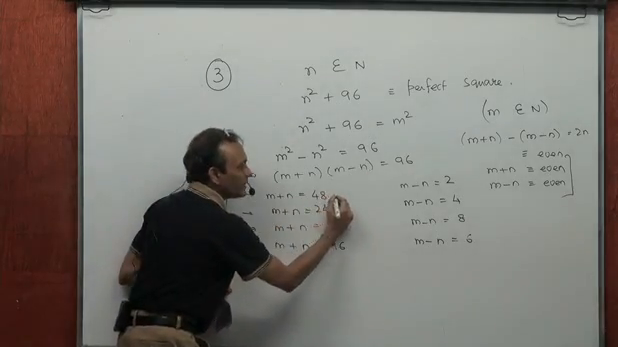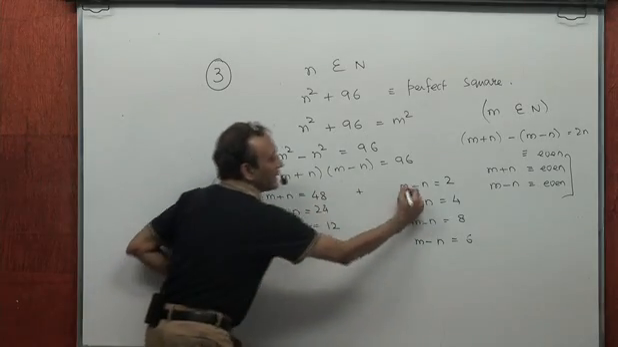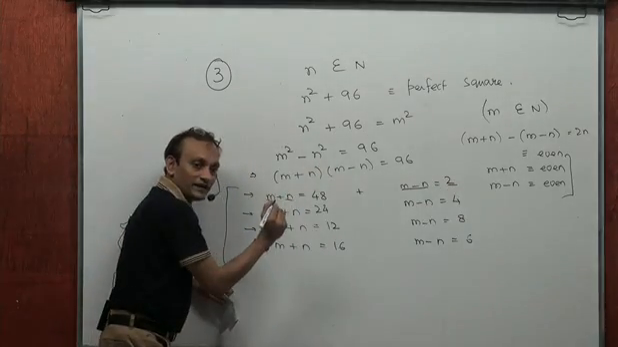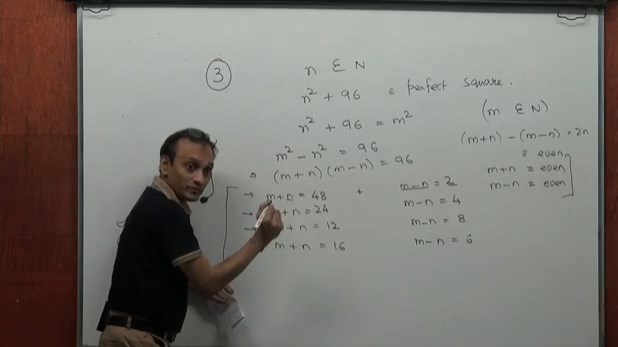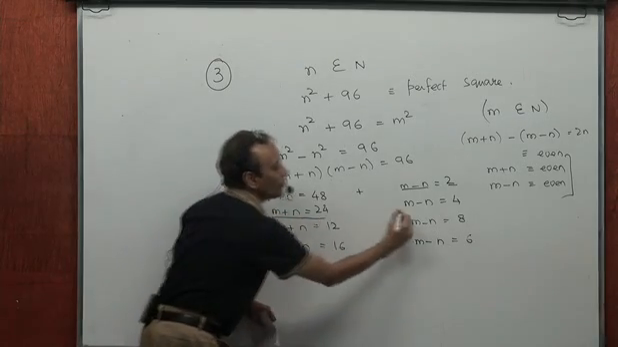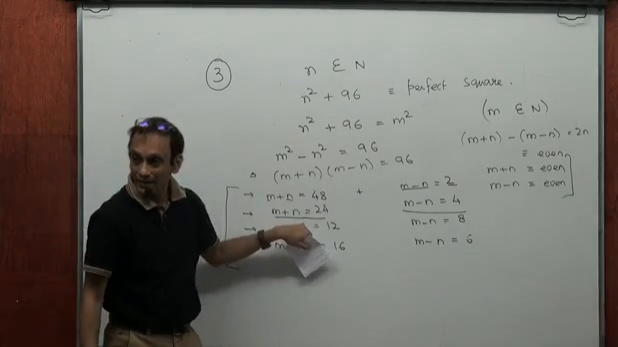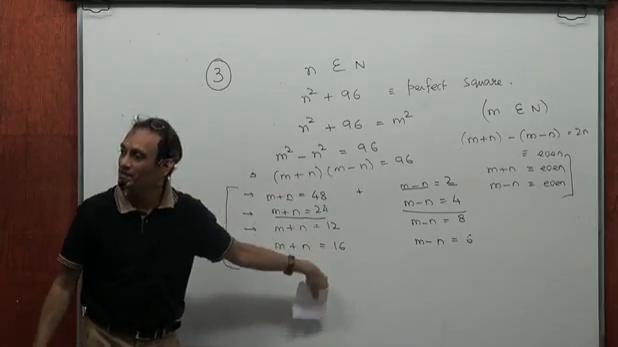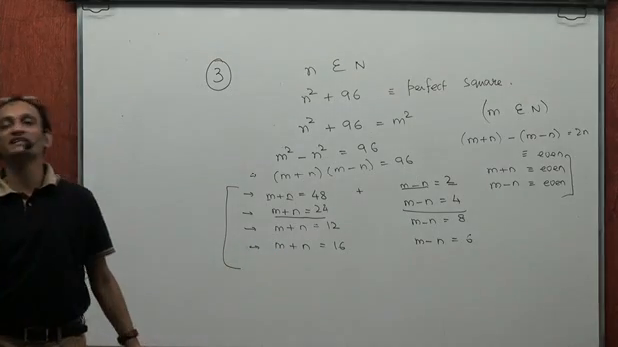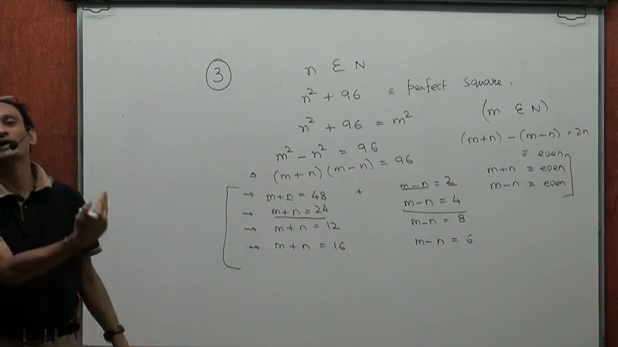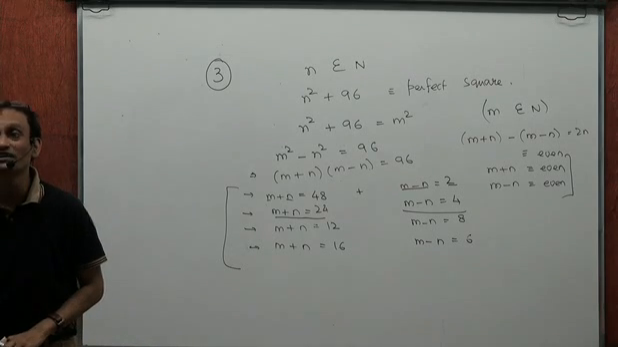For each one of them, when m plus n is 48 and m minus n is 2, you can solve for m and n, giving you one pair of m and n. When m plus n is 24, m minus n is 4, you can again get the values of m and n. So by solving these simultaneous equations, you can get all pairs m and n for which n squared plus 96 would be a perfect square.